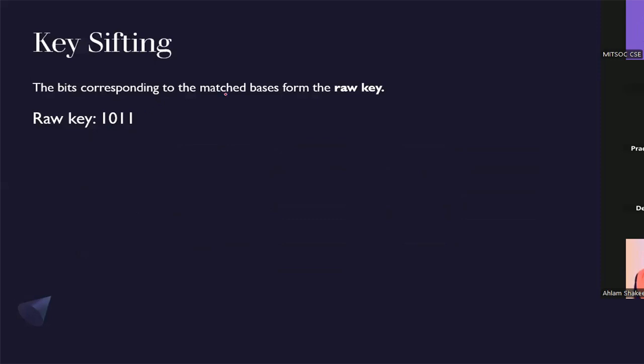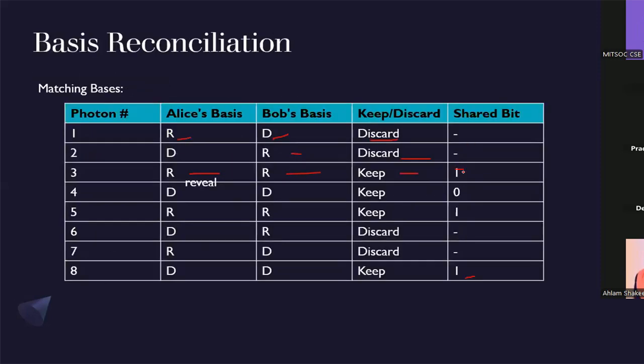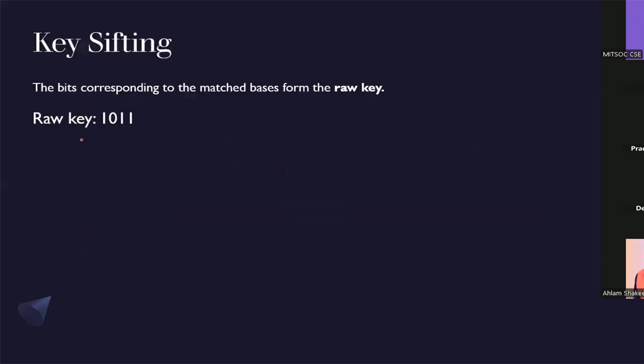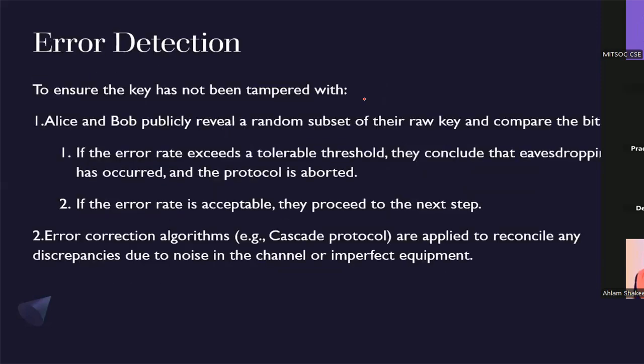For the matching polarization basis, this 1, 0, 1, 1, we can call it a sifted key or raw key. This 1, 0, 1, 1 is mostly what we call the raw key. The bits corresponding to the matched basis form the raw key.